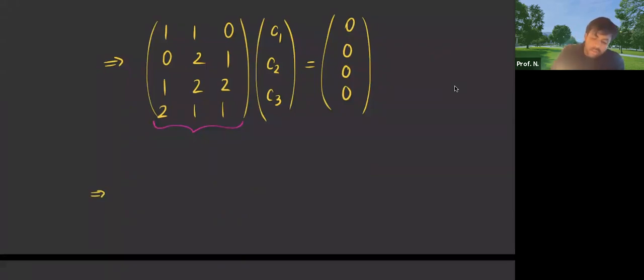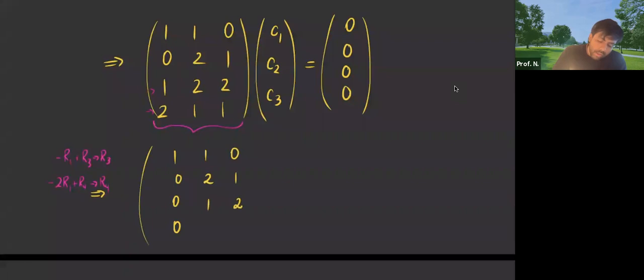We can eliminate the 1 and the 2 here. If we do negative R1 plus R3 into R3, and negative 2R1 plus R4 into R4. So I'm just looking at the matrix here. This would be 1, 1, 0. This is already 0, 2, 1. This will be 0, and this will be 0. I'm subtracting, so this will be 1. This will be 2. And this will be 0, and I'm subtracting, so I get negative 1, 1.